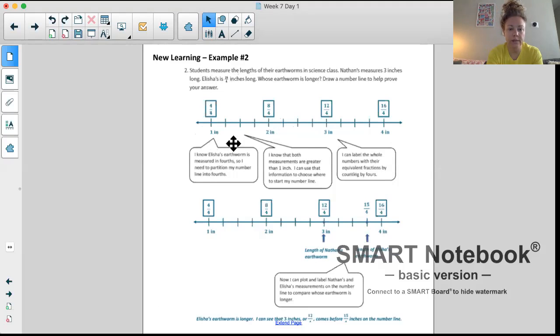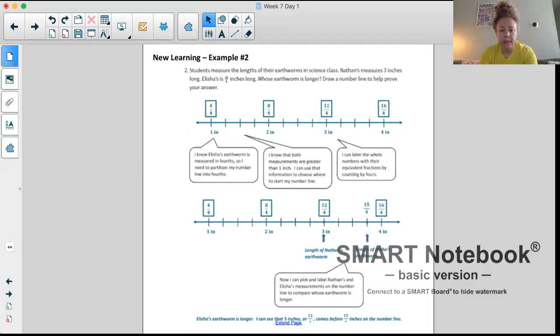Across the bottom here in these different boxes, the first one says, I know Alicia's earthworm is measured in fourths, so I need to partition my number line into fourths. I know that both measurements are greater than 1 inch. I can use that information to choose where to start my number line. That is why they started here with 1 whole inch instead of starting at 0. I can label the whole numbers with their equivalent fractions by counting by 4s. So 4, 8, 12, 16. Skip counting by 4s because your denominator is fourths. All right.